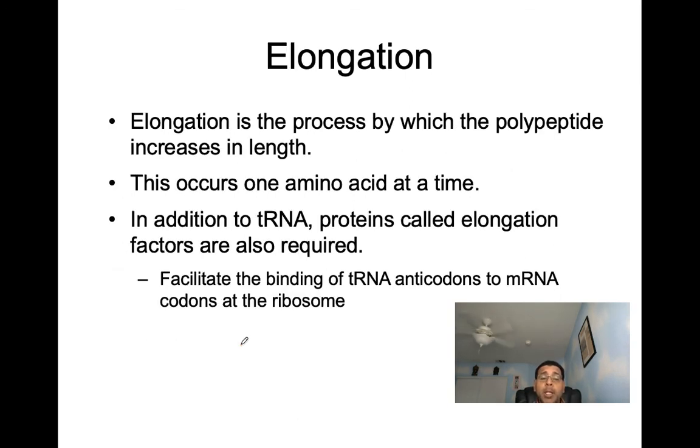Then we talk elongation. Elongation, we saw, is the process by which the polypeptide is going to increase in length. This occurs one amino acid at a time, right? We saw tRNA bringing in one amino acid at a time. In addition to tRNA, proteins called elongation factors are also required. And what they do is they facilitate the binding of tRNA anticodons to mRNA codons at the ribosome.